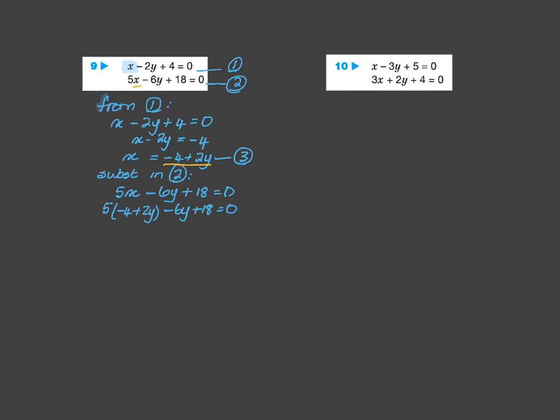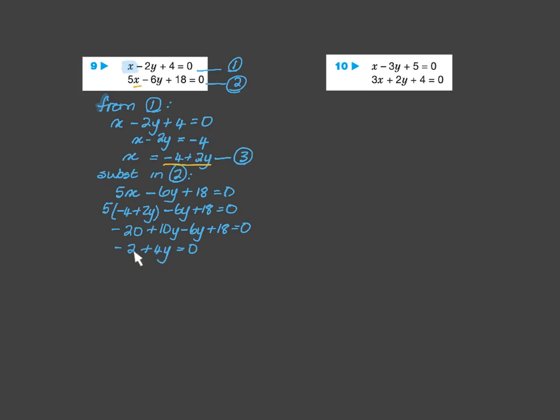I must use the distributive property to get rid of the bracket. So 5 times negative 4 is minus 20, and 5 times 2y is plus 10y, minus 6y plus 18 is equal to 0. Adding my like terms, minus 20 plus 18 is negative 2, and 10y minus 6y is plus 4y is equal to 0. I need to isolate my y term, this one here.